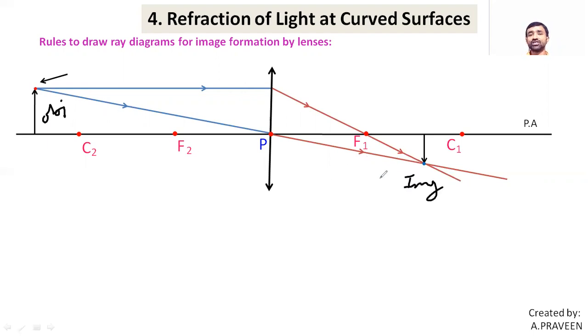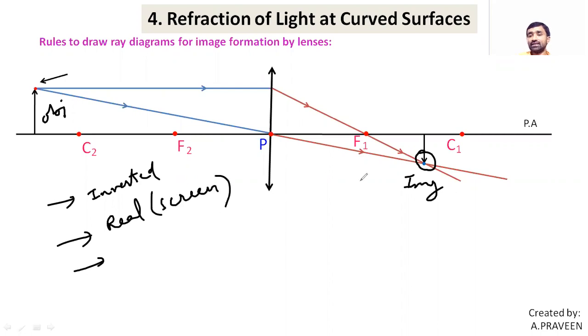So you can write the characteristics by taking a comparison between object and image. Compare the facing direction of object and image. Both are oppositely faced, so the image is inverted, right? Then you get that image by actual converging of light rays after refraction, so that image is a real image. You need a screen to see this image. On the screen, at this point, you have to put it. Okay, then next, inverted image, real image.